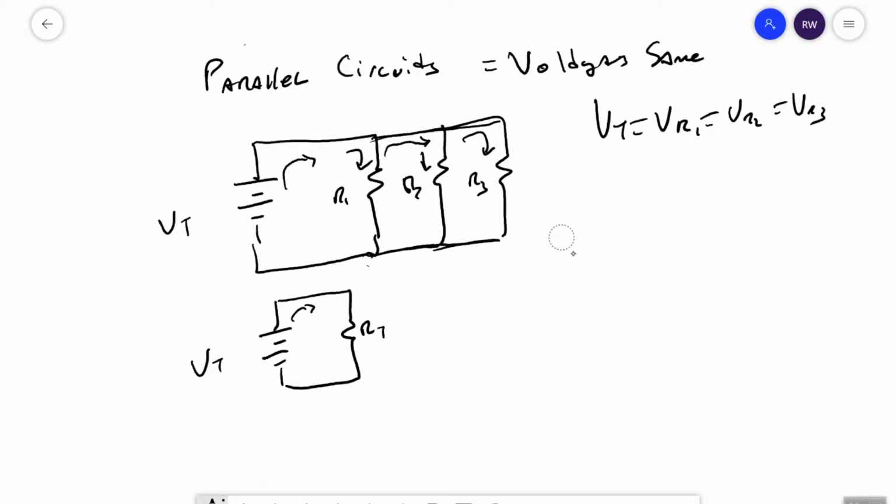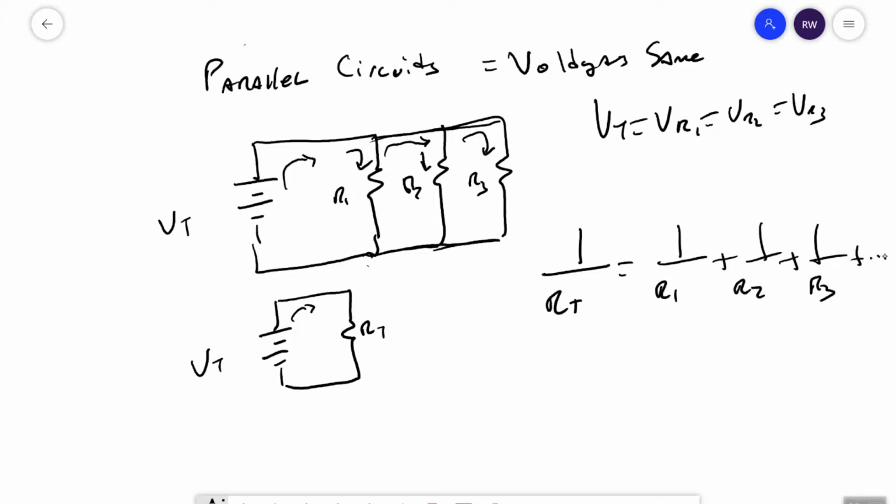In a parallel circuit, 1 over R total is equal to 1 over R1 plus 1 over R2 plus 1 over R3, etc., etc. Now, you can use that form, or you can use R total is equal to 1 over the sum of 1 over R1 plus 1 over R2 plus 1 over R3. It means the same thing. How to calculate that? Use your calculator.